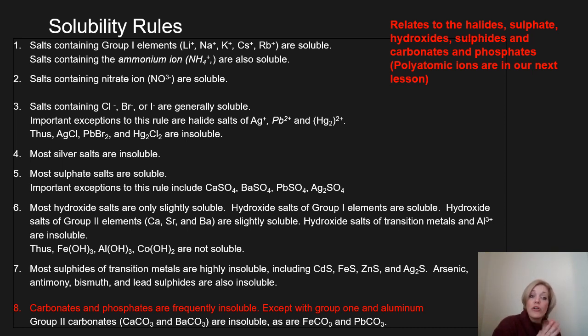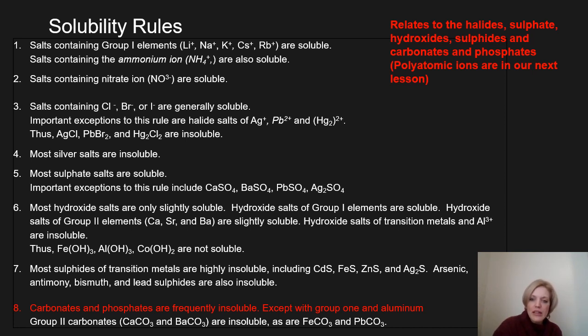All right. Most sulfides of transition metals are highly insoluble, so you're going to definitely get a solid there. So iron sulfide, zinc sulfide, silver sulfide. Then at the bottom, I think even on your page, I just want you to add there where it speaks about carbonates. I want you to add phosphates in there as well as insoluble, except with group 1 metals and aluminum. So please just add that onto your data sheet because it's going to help you later on with your equations.